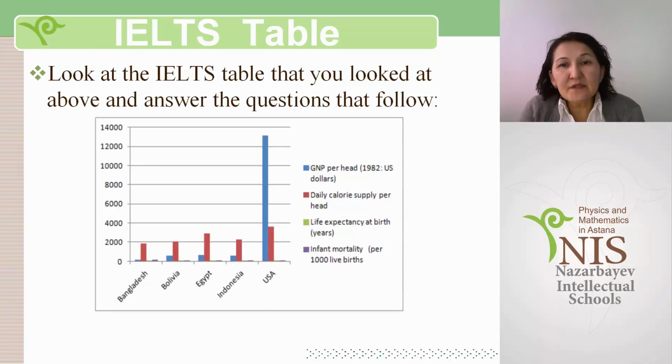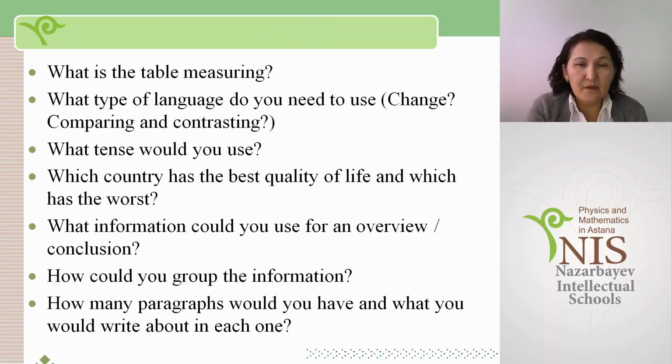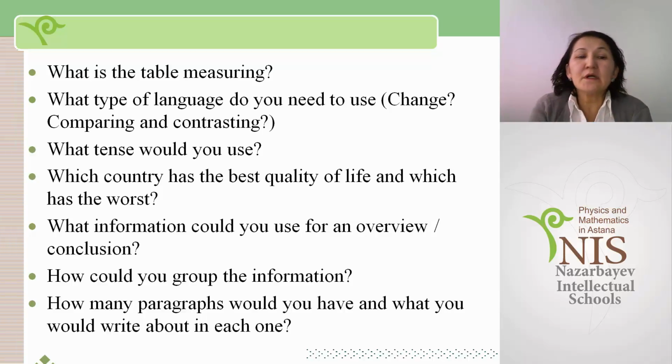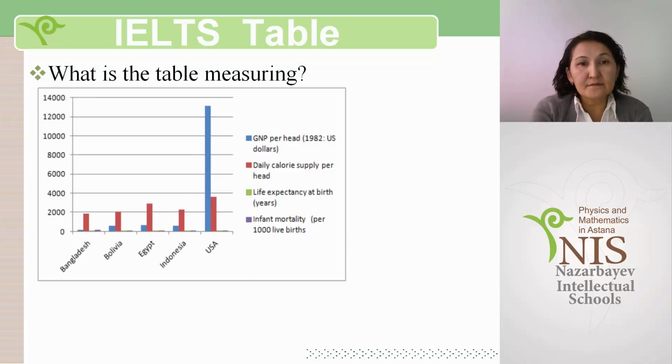Look at the IELTS table that you looked at above and answer the questions that follow. What is the table measuring? What type of language do you need to use? Change, comparing and contrasting. What tense would you use? Which country has the best quality of life and which has the worst? What information could you use for an overview, for a conclusion? How could you group the information? How many paragraphs would you have and what would you write about in each one?